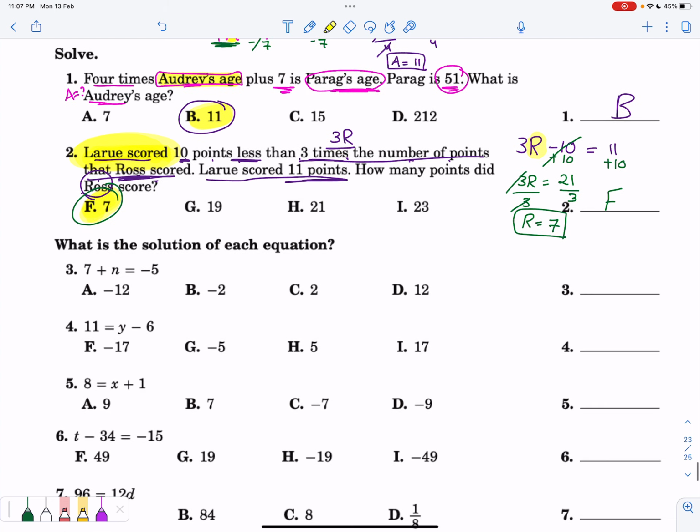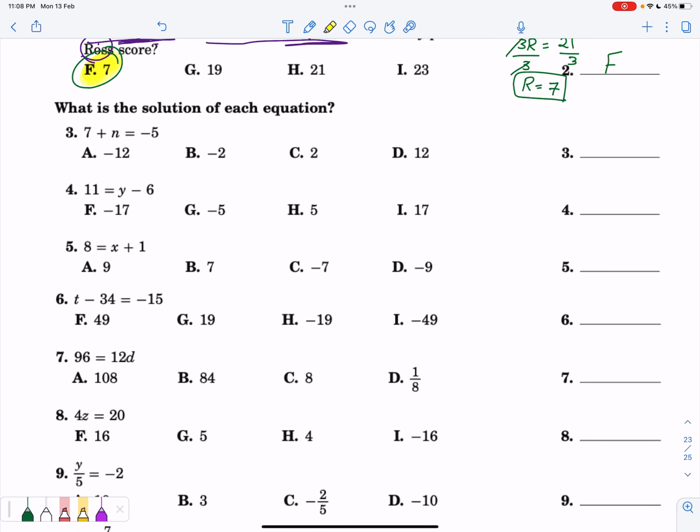Now, what is the solution for each equation? We have equations, we need to solve them. Okay, let's remember how we're used to solving equations. We should apply the inverse operation.